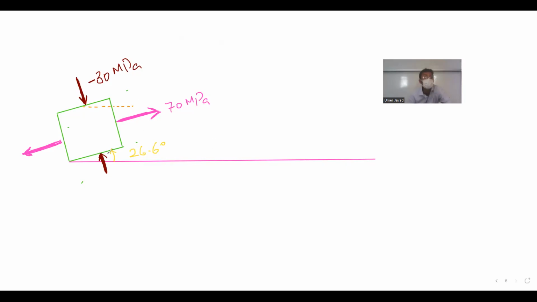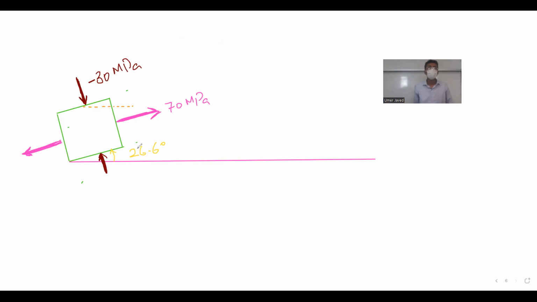Okay, now I think we have calculated everything. Now I have a very critical question. What is the shear stress on this surface? You have to focus here. This is a very critical question. What is the shear stress on these surfaces? Maximum shear stress. No.